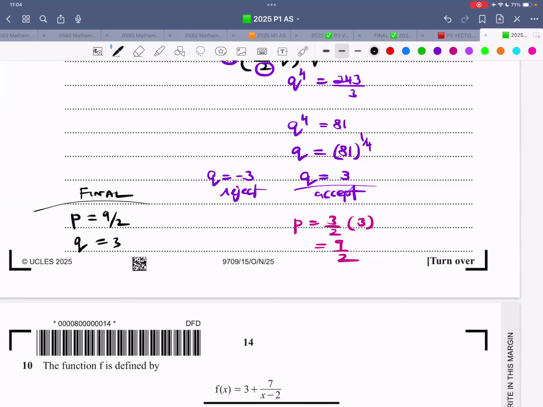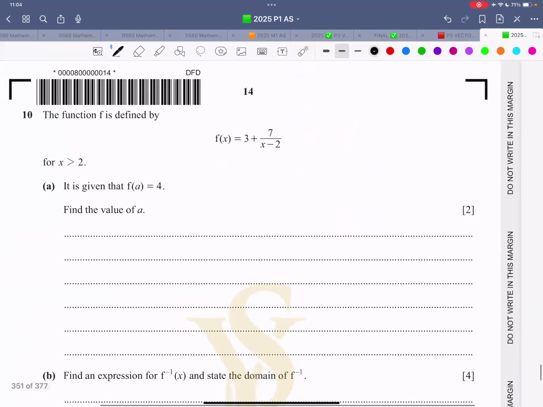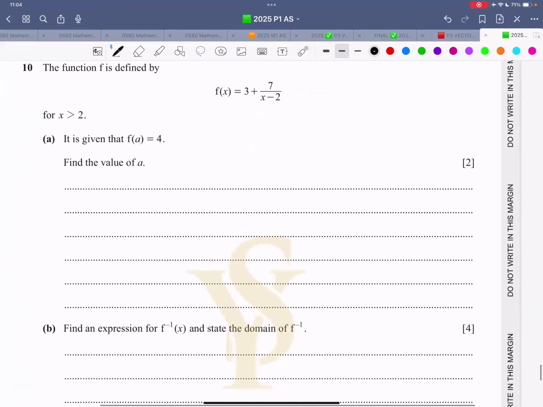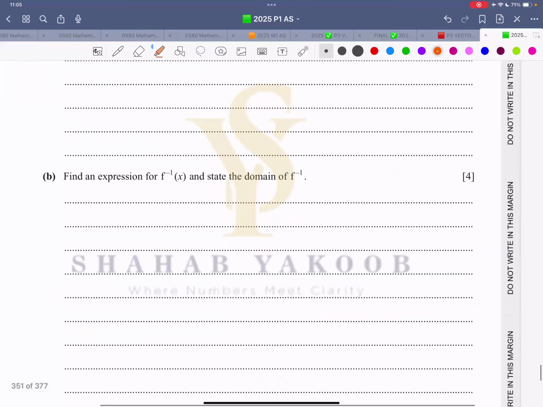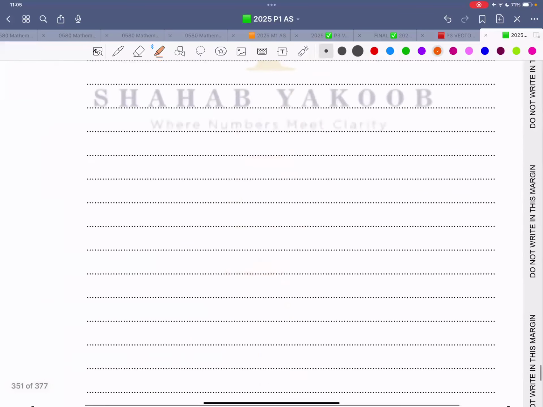Okay, so now what's next? Okay, functions, long-awaited functions. First, read it so I can have a whole idea about the whole thing. The function f is defined by such and such. It's a reciprocal function. X is greater than 2. That is the domain. F of a is 4. Find the value of a. That is O-level stuff. Find an expression for f inverse. State the domain of f inverse.